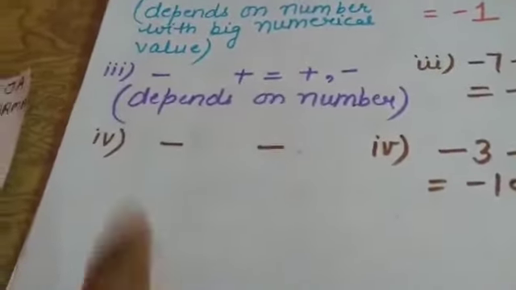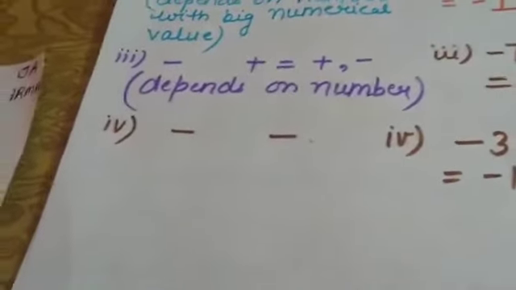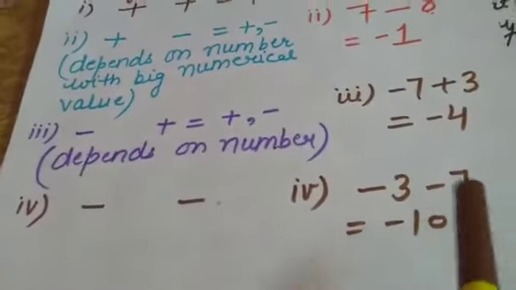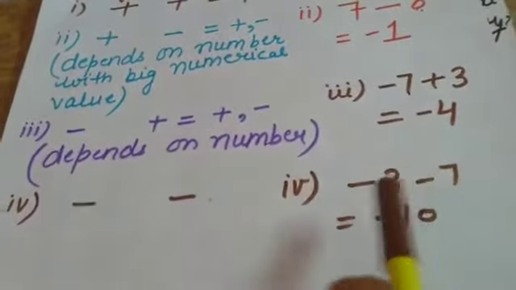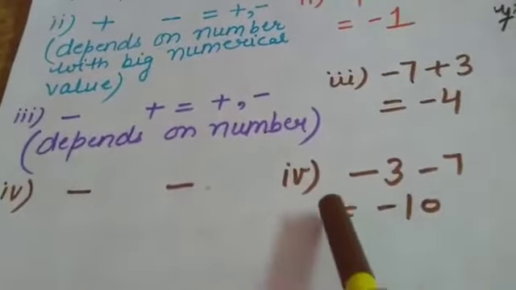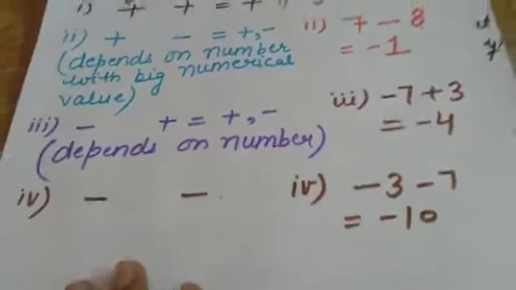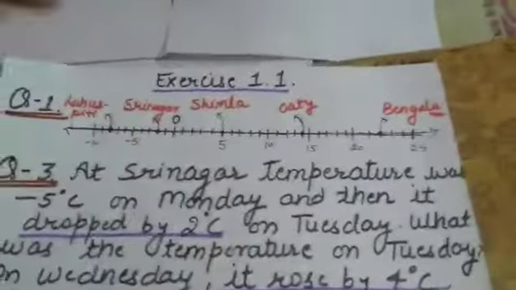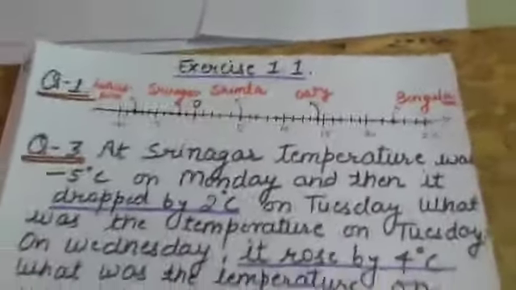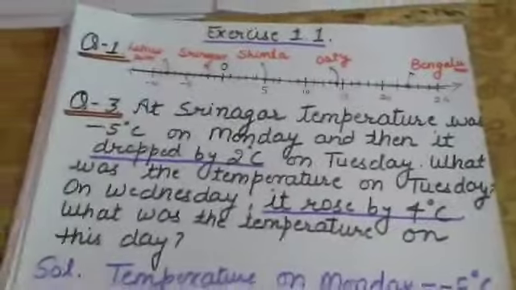Now the fourth one is, suppose you have to add two negative integers. Simply the sign will be negative and you have to add the given numbers. 3 plus 7 is 10 and you have to write a minus sign. So now on this topic, let us discuss some questions that are related to exercise 1.1.